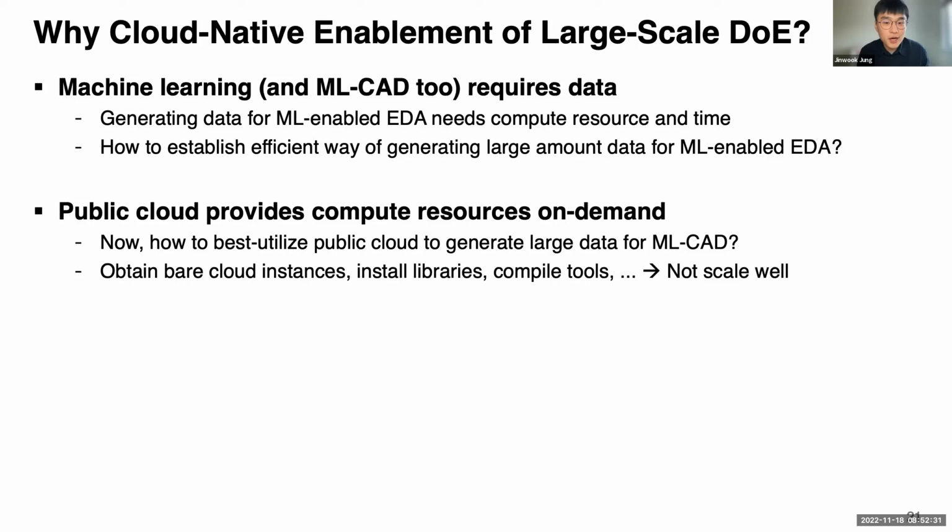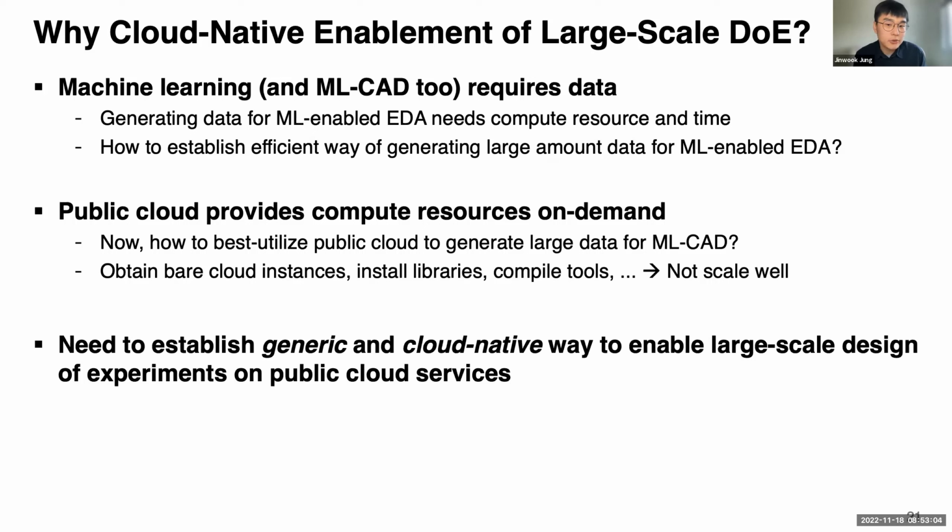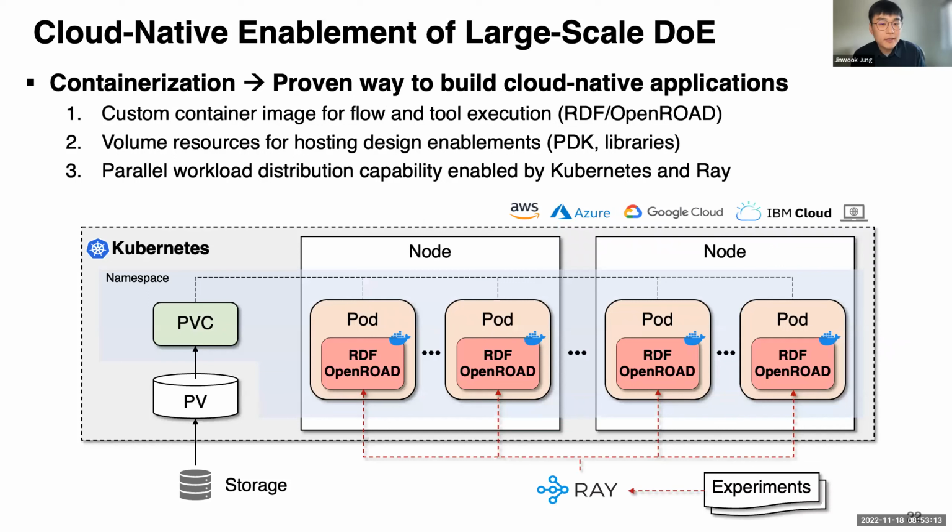But now the question becomes how we can best utilize public cloud services to generate large data, especially for machine learning EDA. In the simplest manner, we can just obtain bare cloud instances, install libraries and packages there, compile our tools, and execute the flow every time we need experiments. But obviously, it won't scale very well, and it's just the same as what we usually do with our on-prem machines. So we need to establish a generic, cloud-native way of enabling large-scale experiments on cloud. This is a cloud architecture that we think is suitable for large-scale DOE.